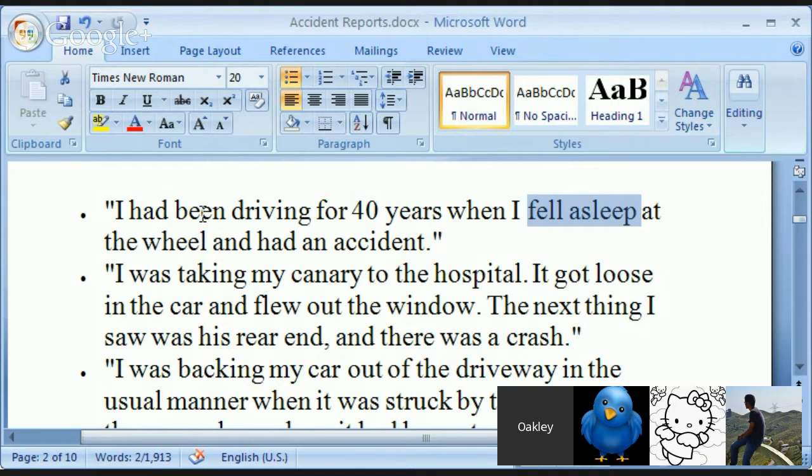Okay. Anyway, he means that he has experience in driving. He has been driving for 40 years. I would assume this is the first time he fell asleep. That's what I would assume. Yes, I would assume that's what he means. So how could you fix it? That's the question. How could you fix it? Maybe by just saying, "I have been driving for 40 years, and for the first time I fell asleep at the wheel and had an accident." Okay, that would probably be what he means.